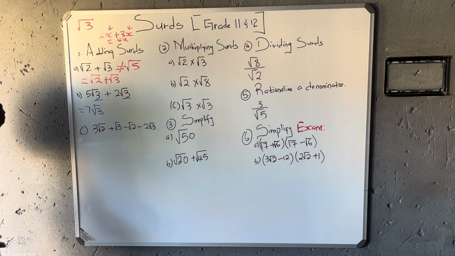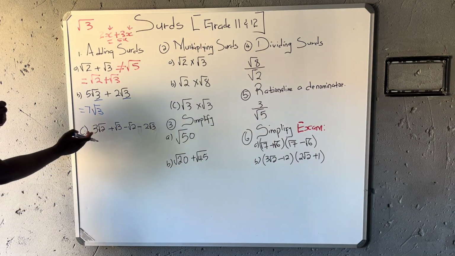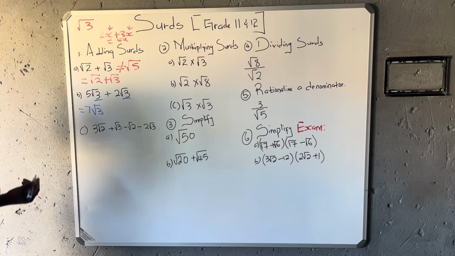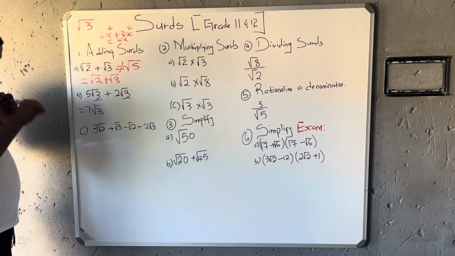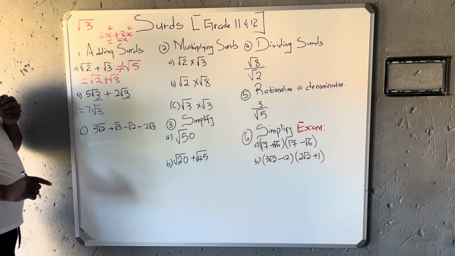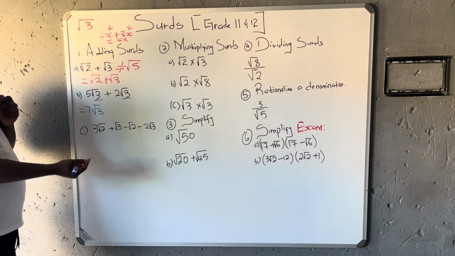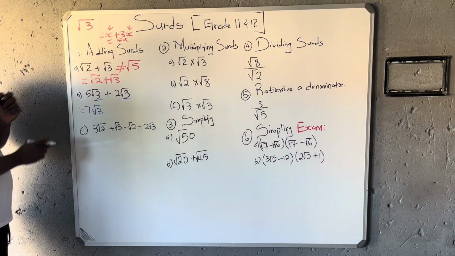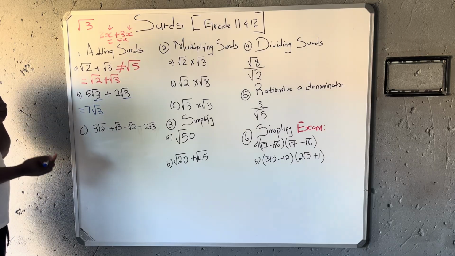Now, let's come to this one. 1, 2, 3, 4. We've got 4 terms here if you look. But what matters most is the number inside the square root. If they are identical, then they are like terms. I can combine them together like I did with B. But if they're not the same, then there's nothing I can do.